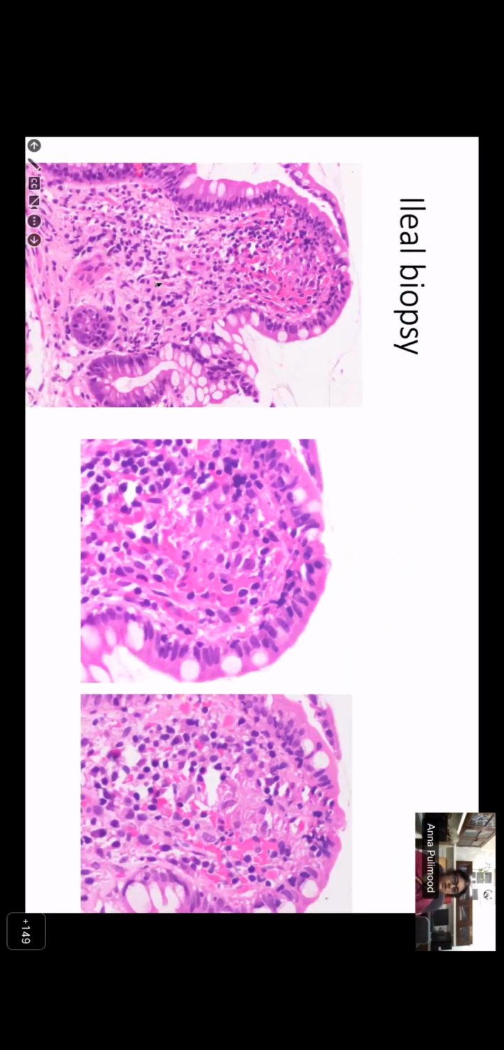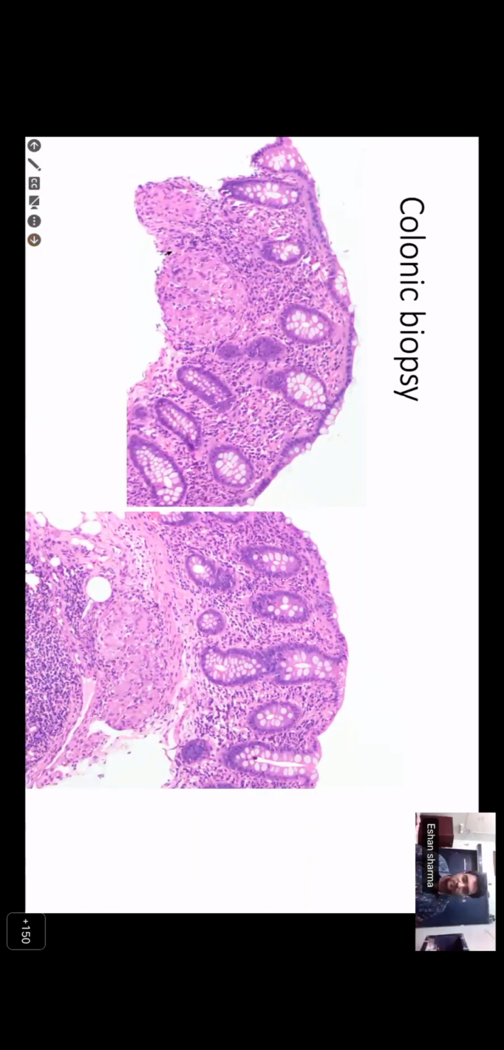So in this particular patient, he also had lower GI biopsies, and this is what the ileal mucosa showed. What is this? A collection of histiocytes and epithelioid cells. Yeah, it's an ill-defined granuloma, not a well-formed granuloma, small, ill-defined granuloma. Okay, this is the colonic biopsy. What are we seeing?